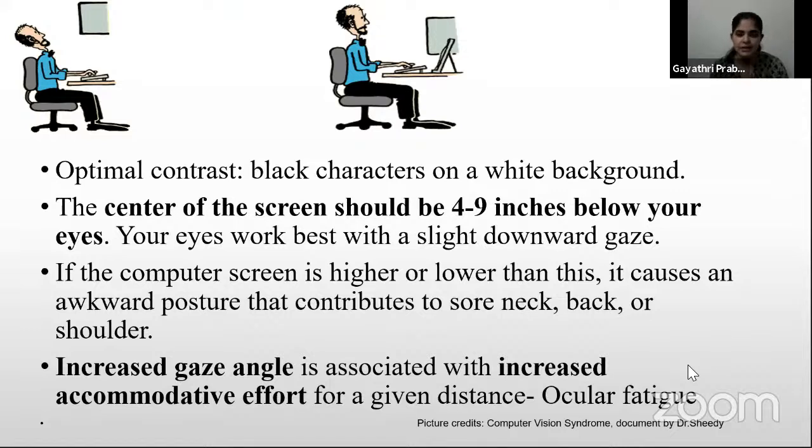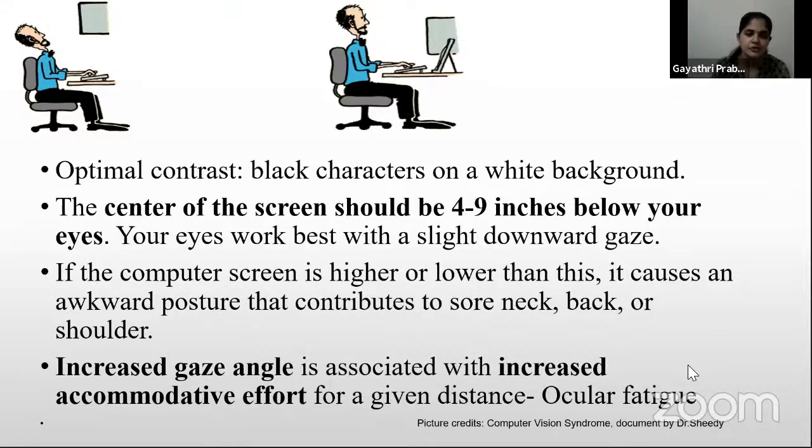Now, the next factor is how you position the screen. Typically the screen should be 4 to 9 inches below your eyes. This is with respect to your desktop screens or your laptops, and with regard to your mobile devices, your smartphone or your tablets, these vary, but typically it is good if you can keep it in a downward gaze so that the eyes are in a more comfortable position.